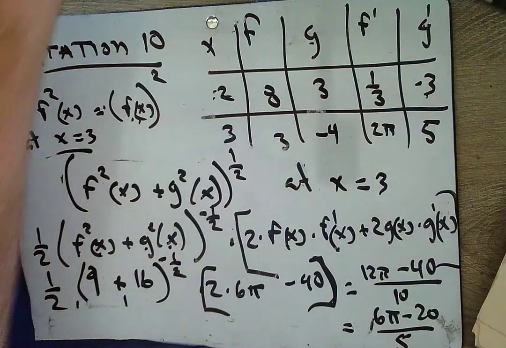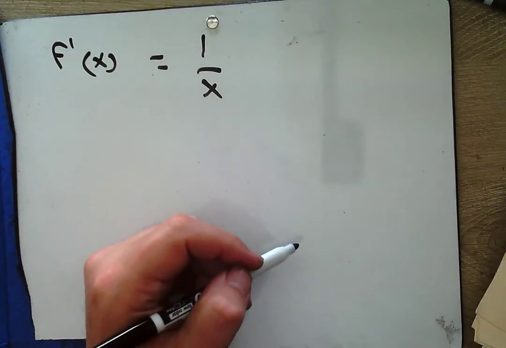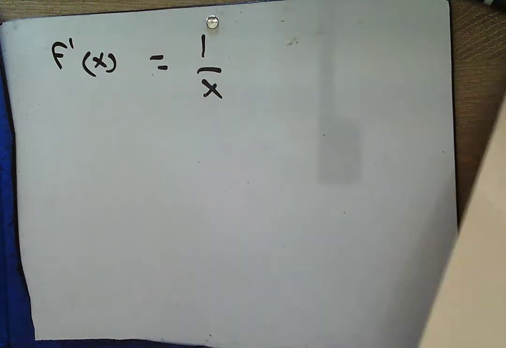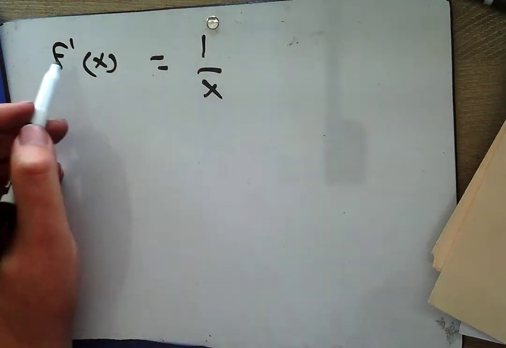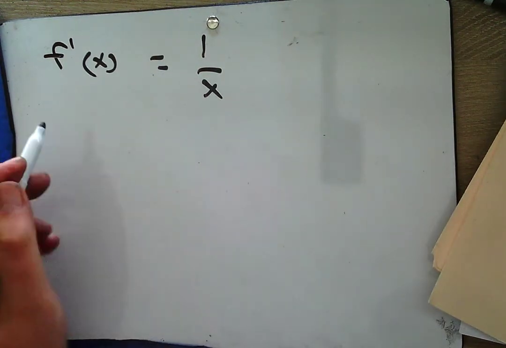That's station 10. Station 11. Use the limit definition of the derivative to determine f prime of x, where f of x equals 1 over x. Limit definition of the derivative. No, Mr. Kukla, that was so long ago. You said we would never. Yeah, I didn't say that at all. I said you have to. You have to always know how to do this.